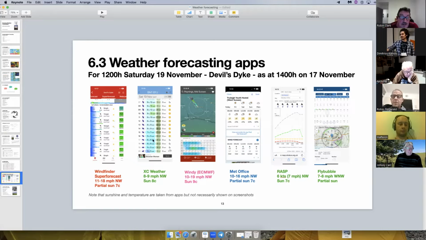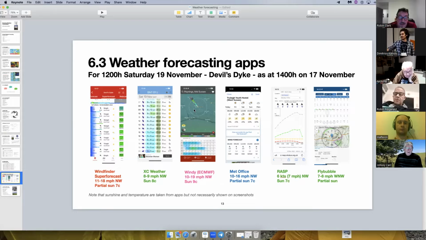If we move across to XC weather, it's also northwest, slightly warmer at 8 degrees and slightly less windy, 8 to 9 miles an hour. I referred to, and you can see also what I said about putting in the postcode, that's showing at the top here.